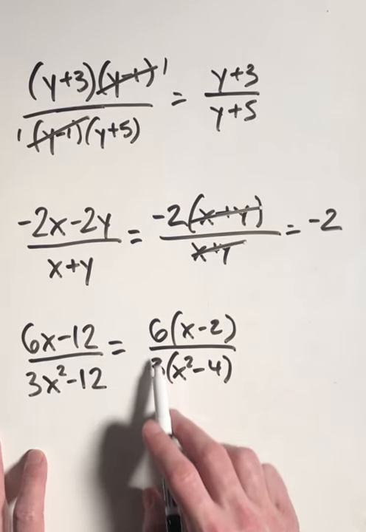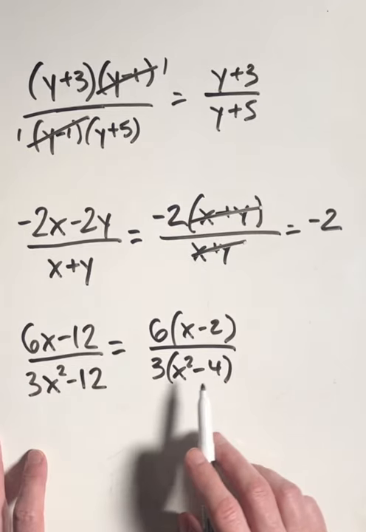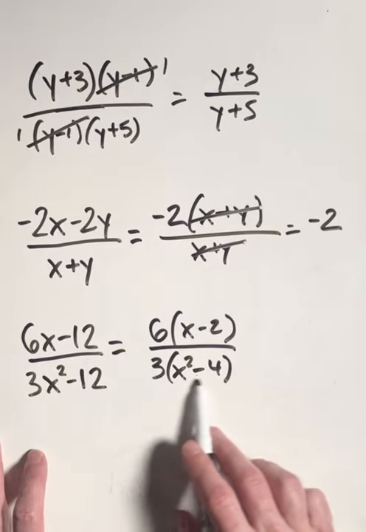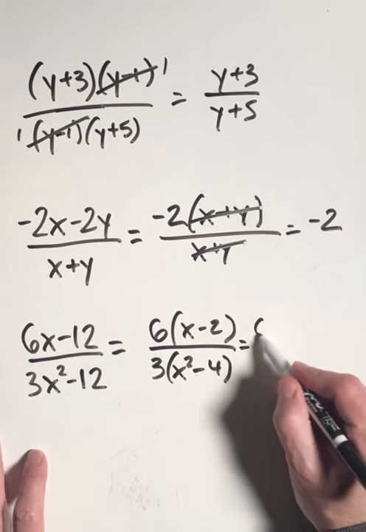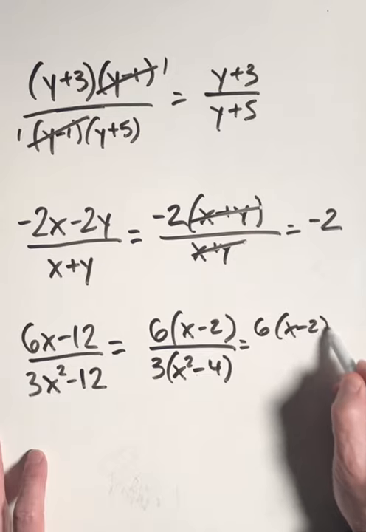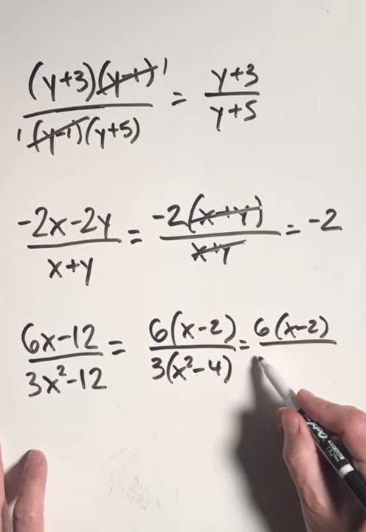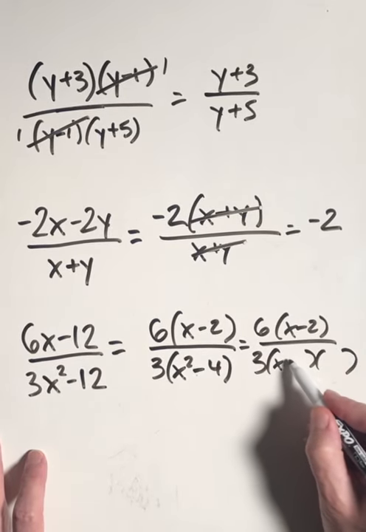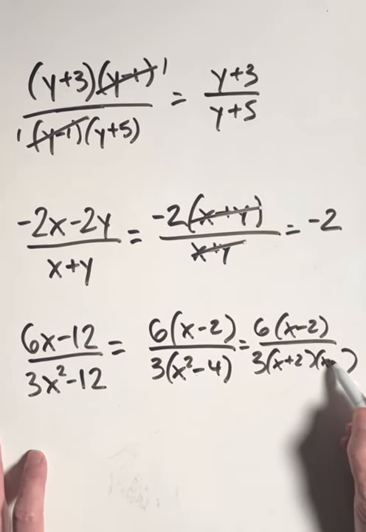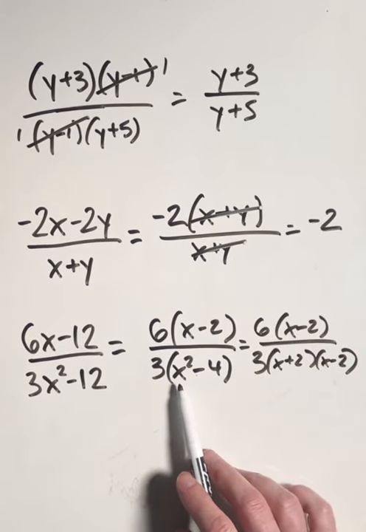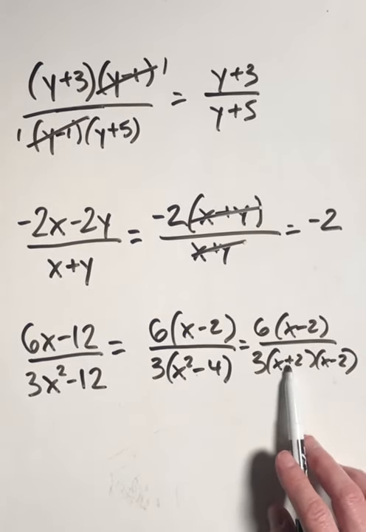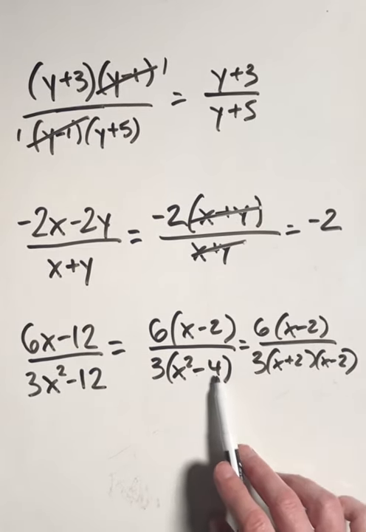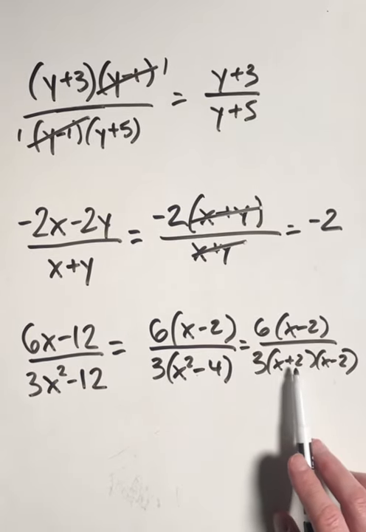Now you might think that you can just cancel the coefficients here, and then these two have to remain. However, this is the difference of two squares. So I know that I can factor this as well. So my numerator will stay as 6 parentheses x minus 2. My denominator, the 3 stays, and instead of x squared minus 4, I'm going to write x plus 2 times x minus 2, because I know that the difference of two squares factors into a sum and difference pattern with the square root of the first term and the square root of the second term separated by a positive and a negative sign.